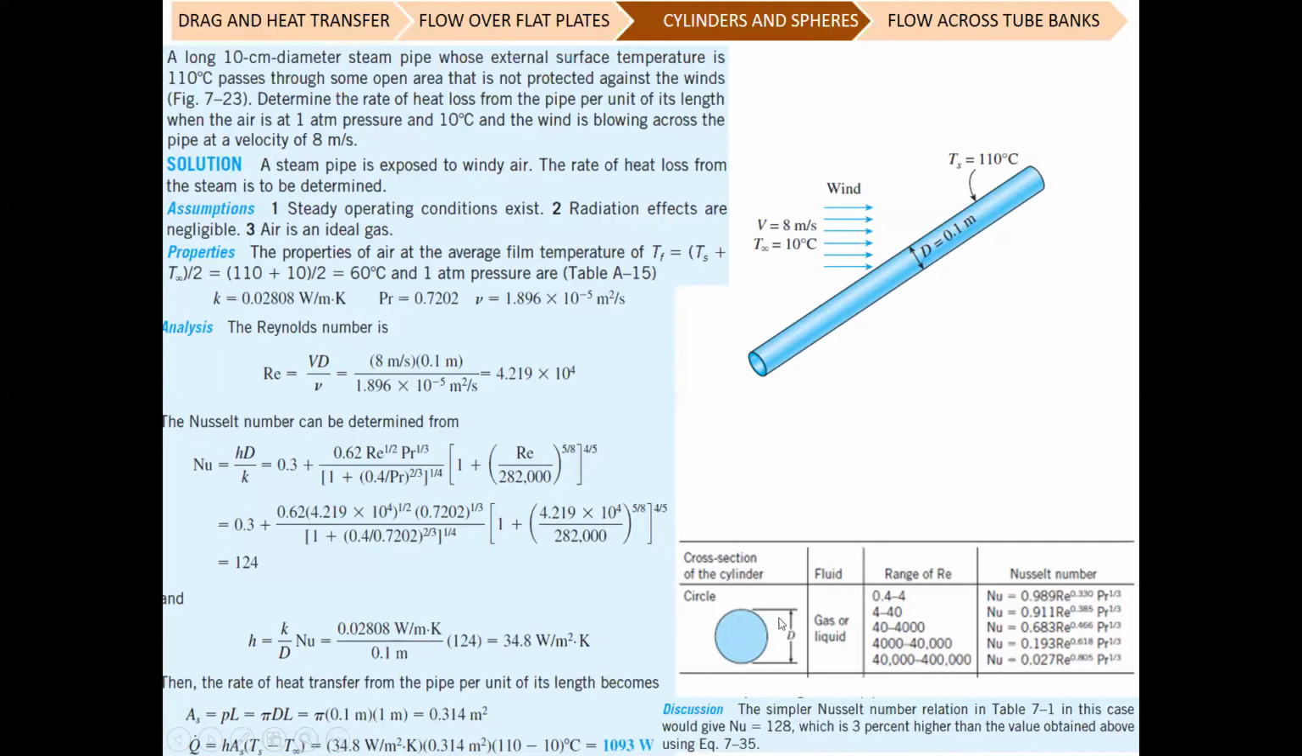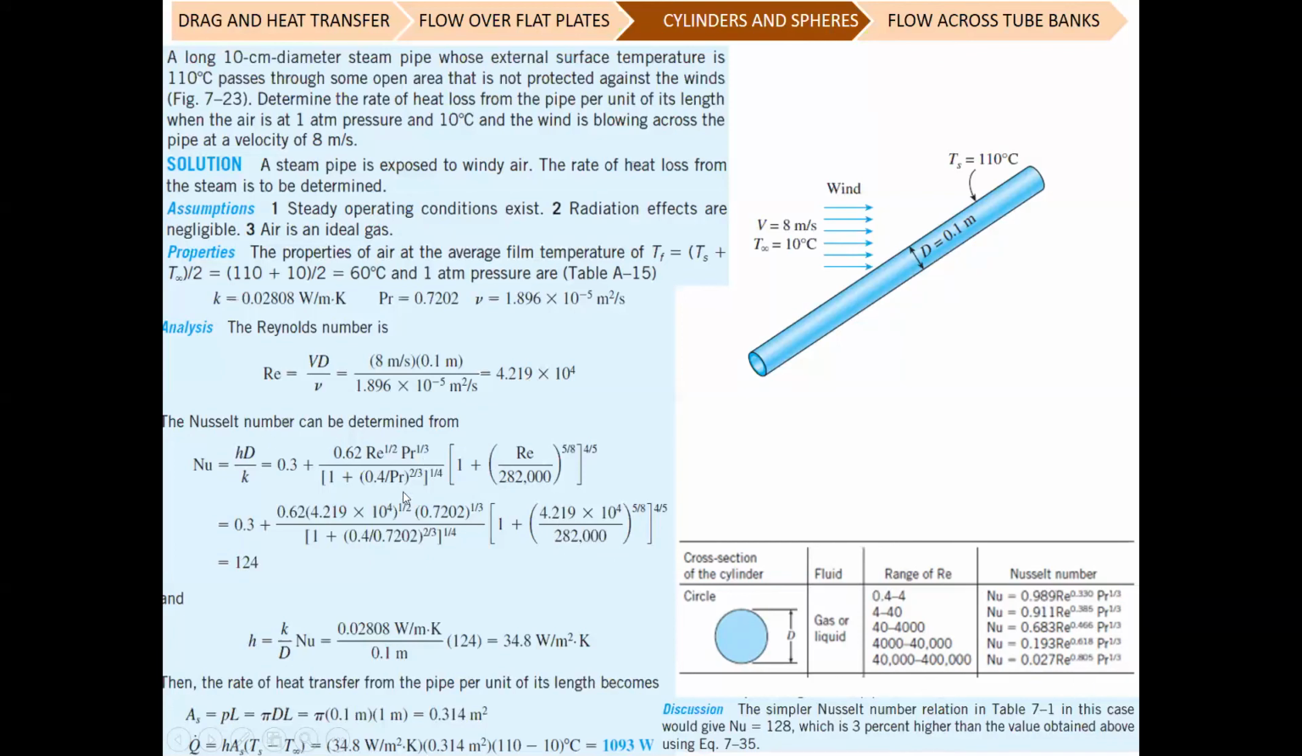Okay, so this is one correlation. You can also use the correlation of the circle, because the flow is approaching from the left-hand side and flows over here. But you need to check, since your Reynolds number falls under this region, so you can use this correlation, and you will get more or less a similar Nusselt number, which is 124. If you use this equation, you will get a Nusselt number of 128, slightly different, but not that much. So you can use this one, or you can use the table.